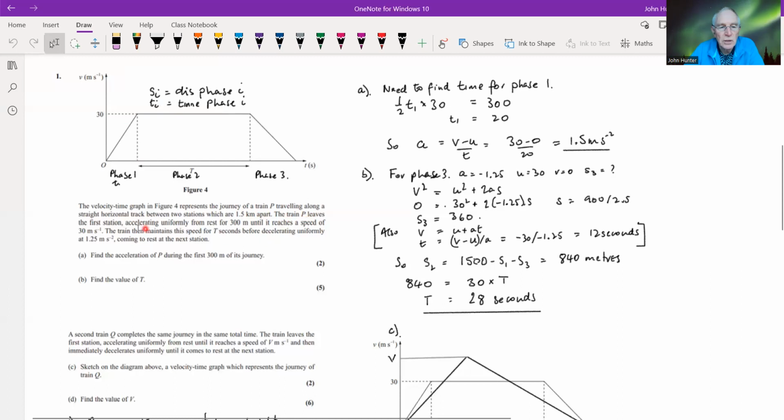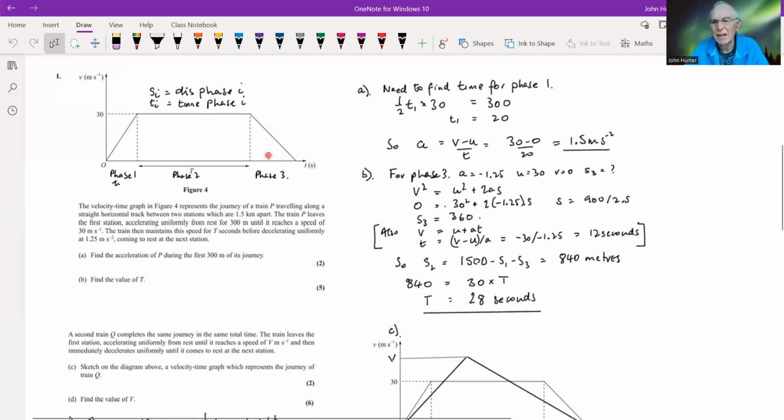Train P leaves the first station accelerating uniformly from rest for 300 meters. That's this bit going up here, until it reaches a speed of 30 meters per second. The train then maintains this speed for t seconds, it's marked on here, before decelerating uniformly at 1.25 meters per second squared, coming to rest at the next station. So we're given that this velocity is 30 here. We're given what this distance is, which of course is the area here. And we're given the slope of this line. So we're given a mixture of things, something missing, if you like, for each phase.